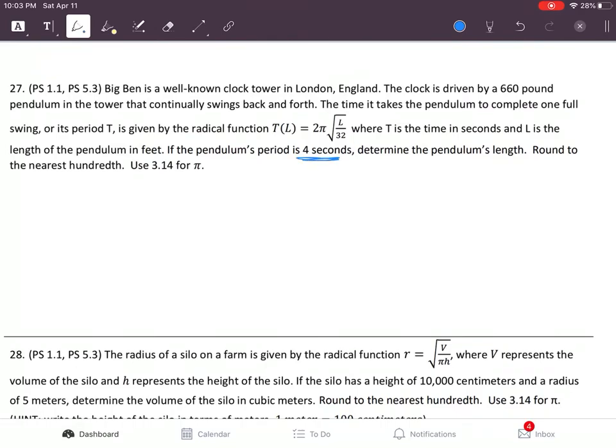How do we write this out? So if the time is 4 seconds, we're going to put T of L as 4, and that's going to equal 2 times pi. We're using 3.14 for pi. Times the square root of L over 32. Okay, just by doing that, that gives you a 4 for 1.1. To do better than that, we have to solve it for L.